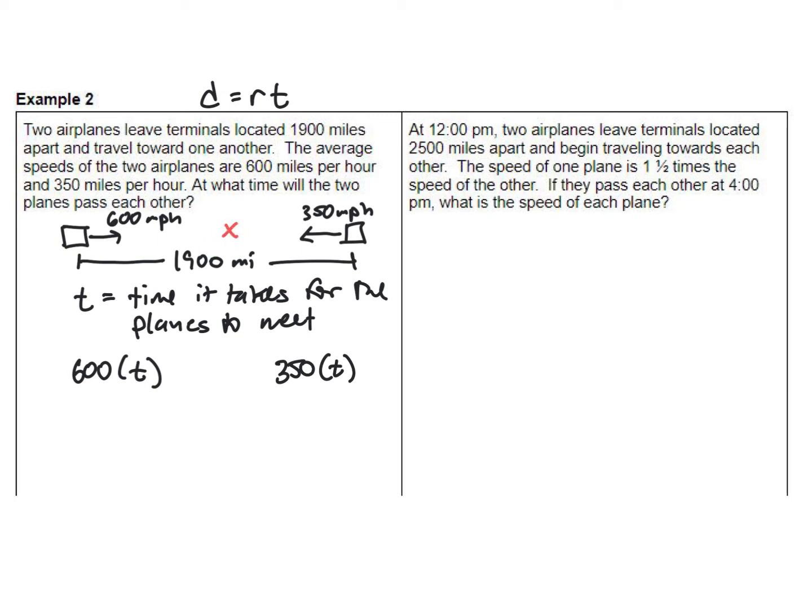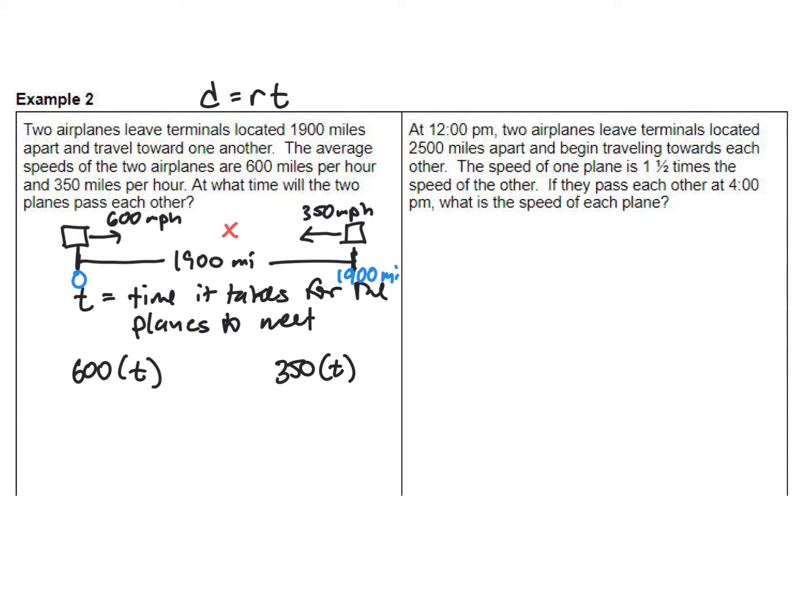There's one piece of information I need to take into account, and that is the spacing between the two planes, 1,900 miles. I need to include that somehow, and here's the way I'm going to think about it. Treat this plane on the left side like a number line. Let's say this plane is starting at a location of 0 miles, and this plane all the way on the right side is starting 1,900 miles away, so it starts at a position of 1,900 miles.